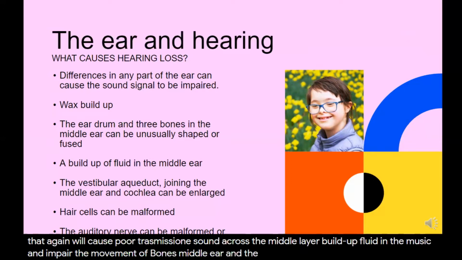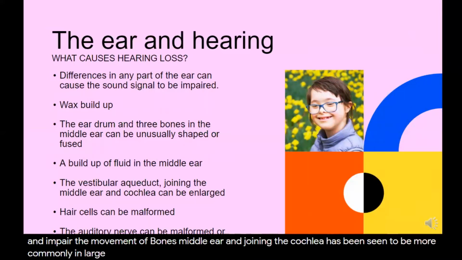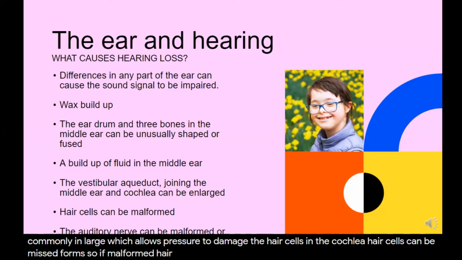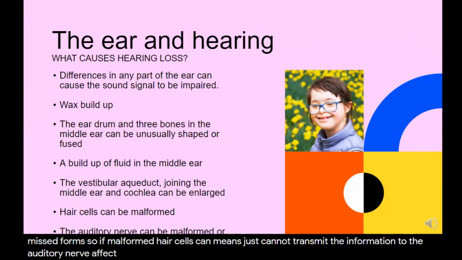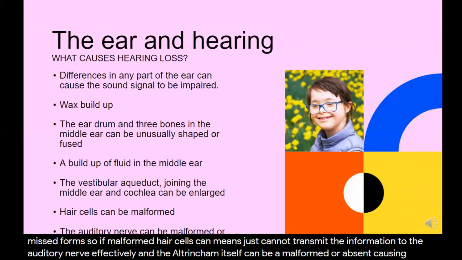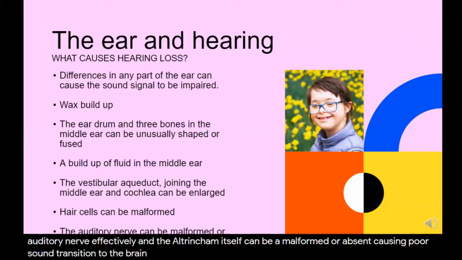And the vestibular aqueduct joining the middle ear and cochlea has been seen to be more commonly enlarged, which allows pressure to damage the hair cells in the cochlea. Hair cells can be malformed, which means they just cannot transmit the information to the auditory nerve effectively. And the auditory nerve itself can be malformed or absent, causing poor sound transmission to the brain.